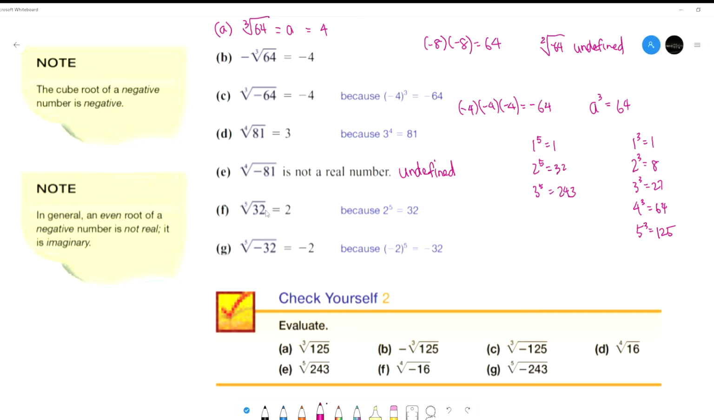So the fifth root of positive 32 is 2 because 2 to the fifth equals 32. Versus in part G, the fifth root of negative 32, that means it has to be a negative number, right? So if you do negative 2 to the fifth, that's negative 2 times negative 2 times negative 2 times negative 2 times negative 2, right? Five negative numbers equals negative 32.